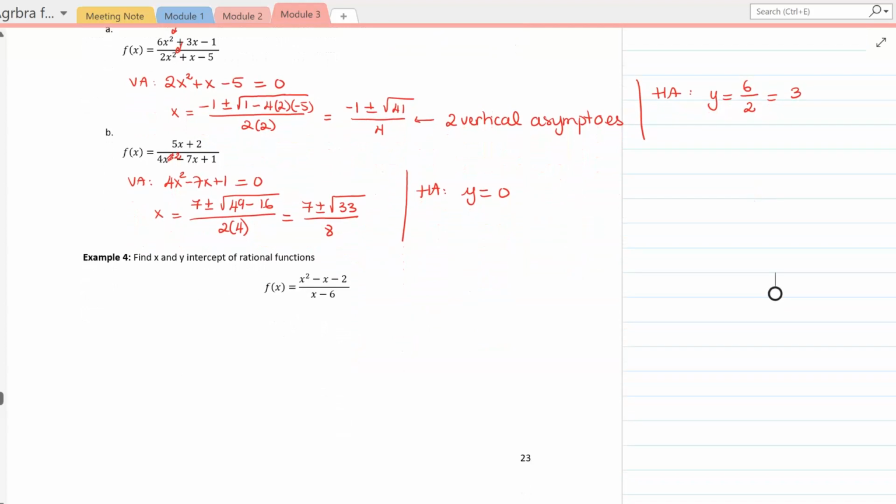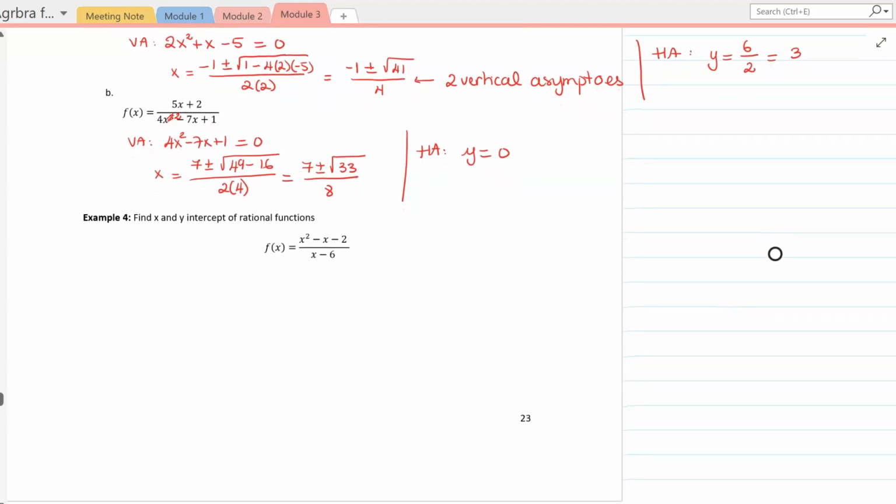Find the x and y intercepts of a rational function. To find the y-intercept, it seems simple. For the y-intercept we let x equal 0. So then y equals 0 squared minus 0 minus 2 divided by 0 minus 6. That gives us a third.